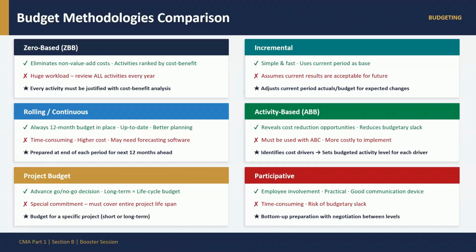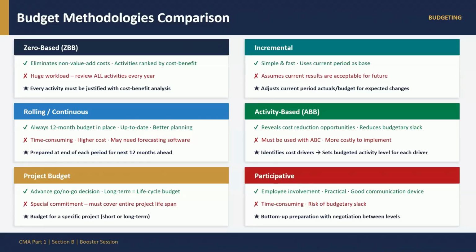But here, the disadvantage is it assumes that current results will be acceptable for future. Again, that's a question mark. Then it adjusts the current period actuals or budget for expected changes. Current period actuals or budgets, we don't know whether it will hold true in the next period also or not. That is the limitation. Then activity-based budgeting. So we know about this concept. Activity-based budgeting is nothing but for every cost, you will find a specific cost driver. So for every cost, you'll be finding a specific cost driver and budgeting for all of them in detail.